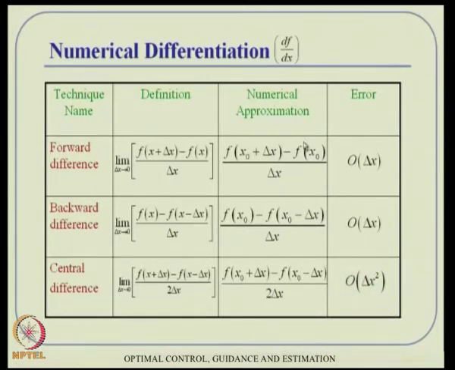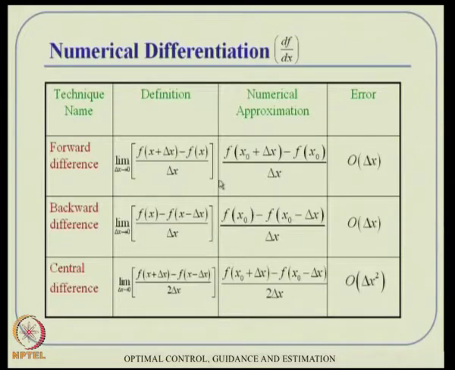And it turns out that if you use either forward difference or backward difference, the error is of order delta x, but if you use central difference, the error will be of this order delta x square actually. Obviously central difference is better from an accuracy point of view, but sometimes you will be required to use forward difference or backward difference.